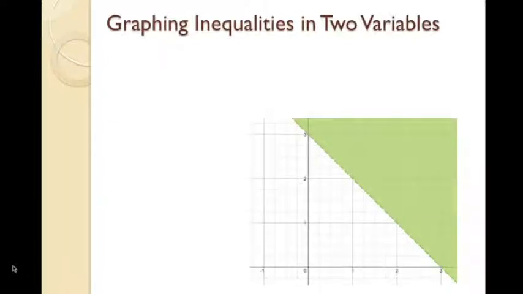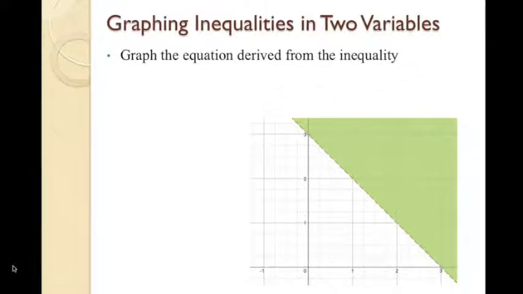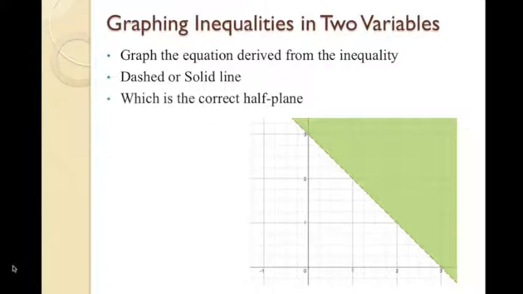When graphing inequalities in 2 variables, remember to find the boundary of the half plane by graphing the equation derived from the inequality. Next, determine if the boundary is a dashed or solid line. If the given inequality is greater than or less than, then the boundary is a dashed line. If it is greater than or equal to or less than or equal to, then the boundary is a solid line. Determine the correct half plane by testing 2 points, one below the line and one above the line. Finally, indicate the solution by shading the half plane that satisfies the inequality.